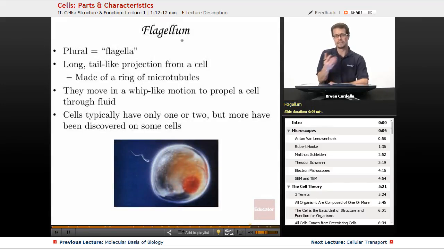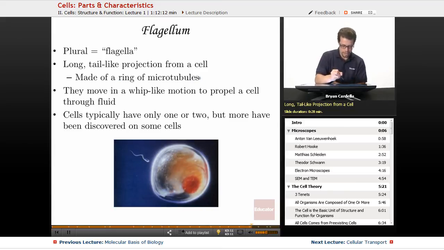Flagellum. This is another structure for movement, very different from cilia. There are some commonalities, but plural for this, you wouldn't say flagellums, you would say flagella. So if a cell had 3 tails, well, look at those 3 flagella. It's long compared to the cilia, much longer, and it's like a tail-like projection coming out of the plasma membrane, made of a ring of microtubules, just like cilia.